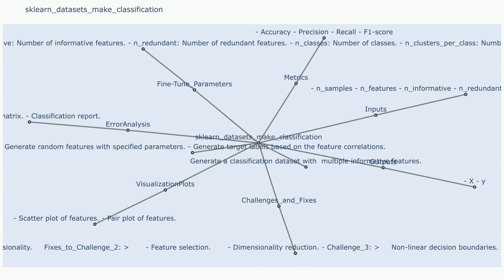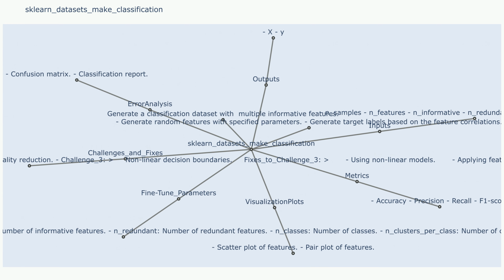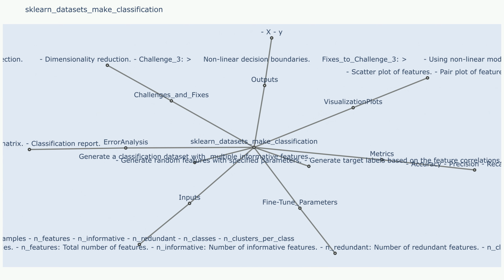Fixes to challenge 1: increase the number of samples, n_samples, to provide more data for the model to learn from. Reduce the number of features, n_features, to simplify the learning task. Use regularization techniques, e.g. L1 or L2, to prevent overfitting. Use cross-validation to evaluate the model's performance on unseen data.